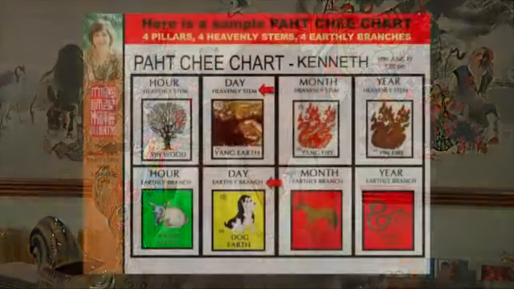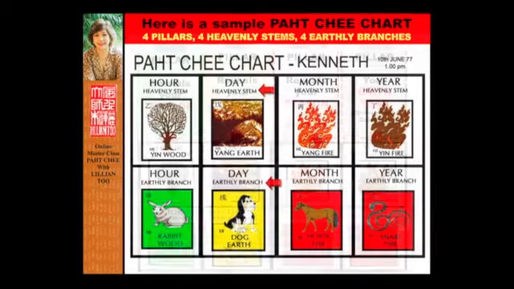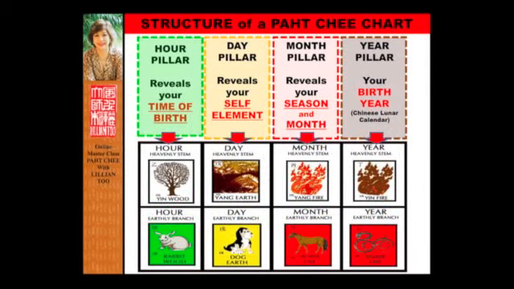In front of you is a typical Paht chart. Now, don't try to analyze it for the moment. Just look at the structure of the Paht. The structure of the Paht chart: you have the year pillar on the right. Next to it is the month pillar. And then next to it is the day pillar. And next to that is the hour pillar. And each pillar has an element on top and an element at the bottom.